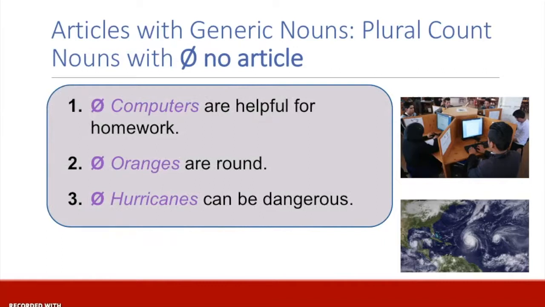These are some examples of plural count nouns with no article that are generic nouns. So we have computers are helpful for homework, oranges are round, hurricanes can be dangerous. So these are almost the same as the previous examples, except that we can see the plural form of the nouns instead of the singular form with a or an. They have essentially the same meaning. Both of these examples are talking about a class of items, not specific things.